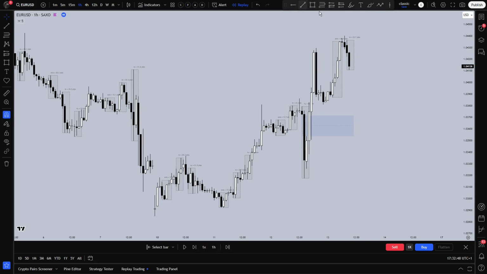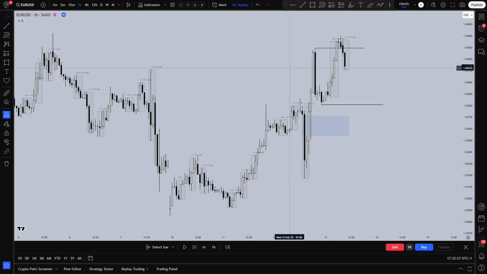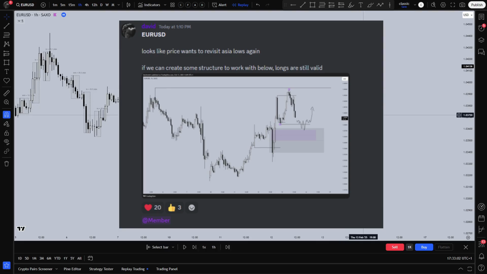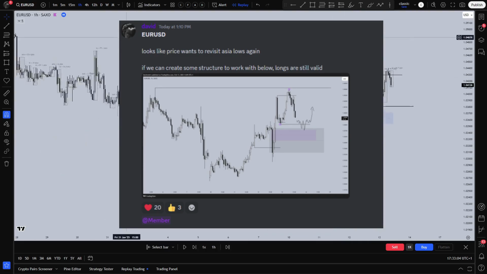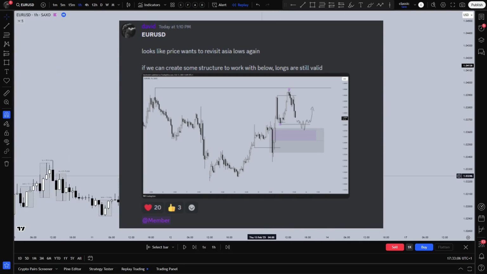And what do we have here? We took out the high. We have dealing range low. We have the order block here. So now what do you want to see? If we get a pullback below that low, then we want to look for continuation longs into the higher time frame targets.